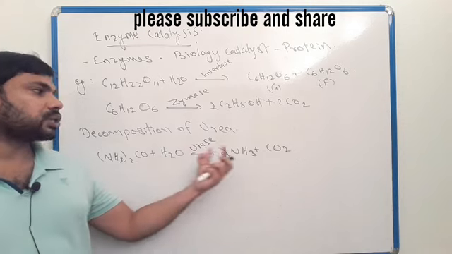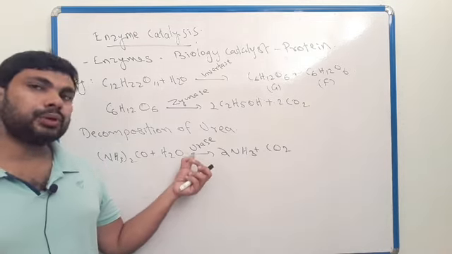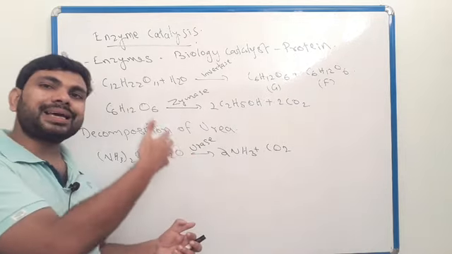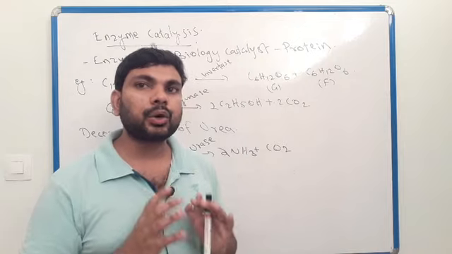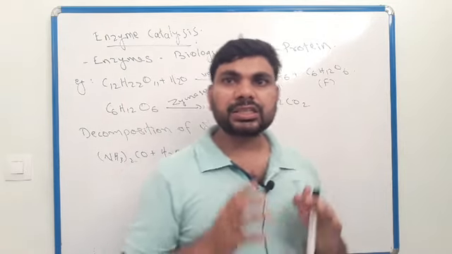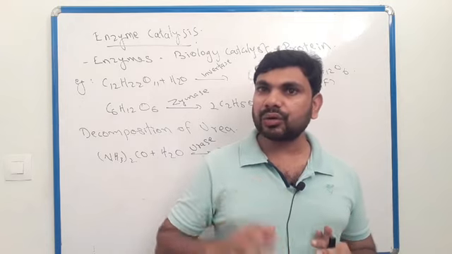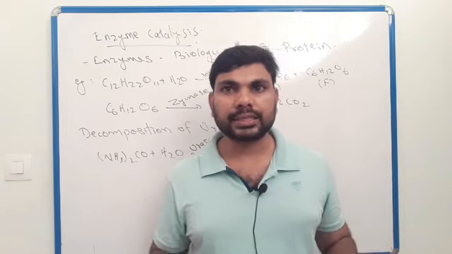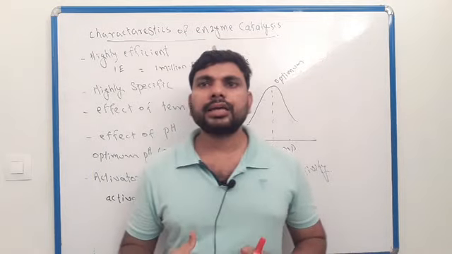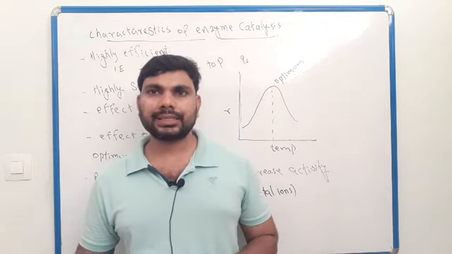Urea will change to ammonia and carbon dioxide in the presence of the enzyme urease. So these are some examples of enzymes. Enzymes are biological catalysts made up of protein. They increase the rate of chemical reactions which take place inside living organisms. Clear?